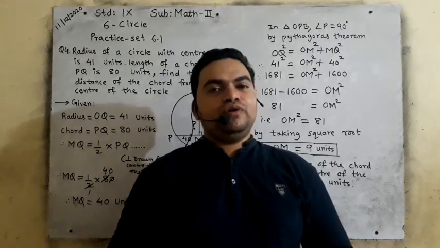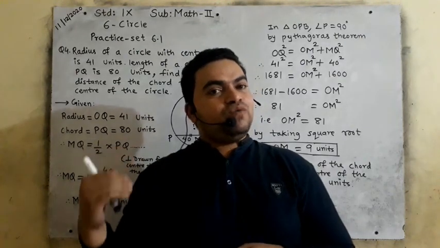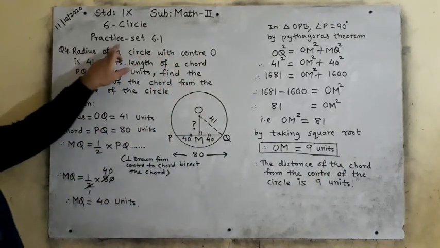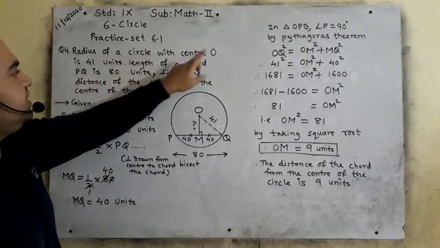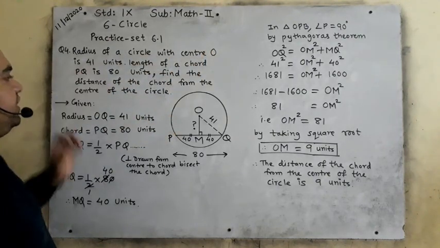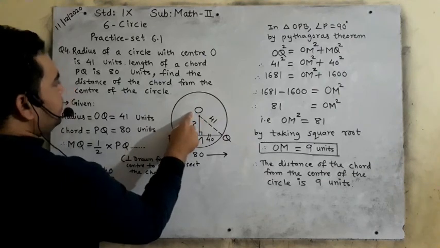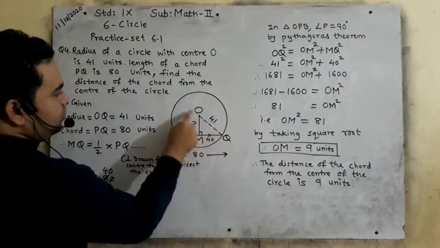So please look at the board. Question number 4, question number 5. They are also related to question number 1, 2 and 3. So please pay attention. Question number 4 of practice set 6.1 is: the radius of a circle with center O is 41 units. See, this is the circle, this is the center of the circle O, and the radius of the circle is 41 units.